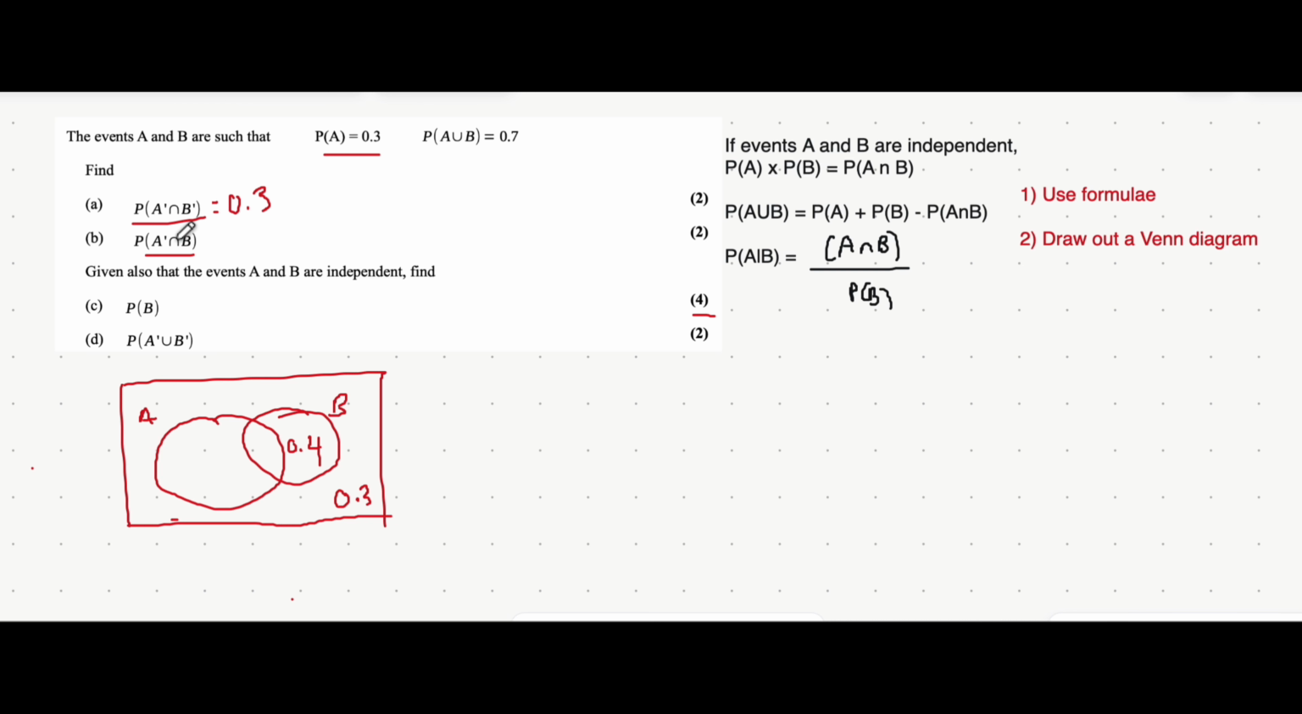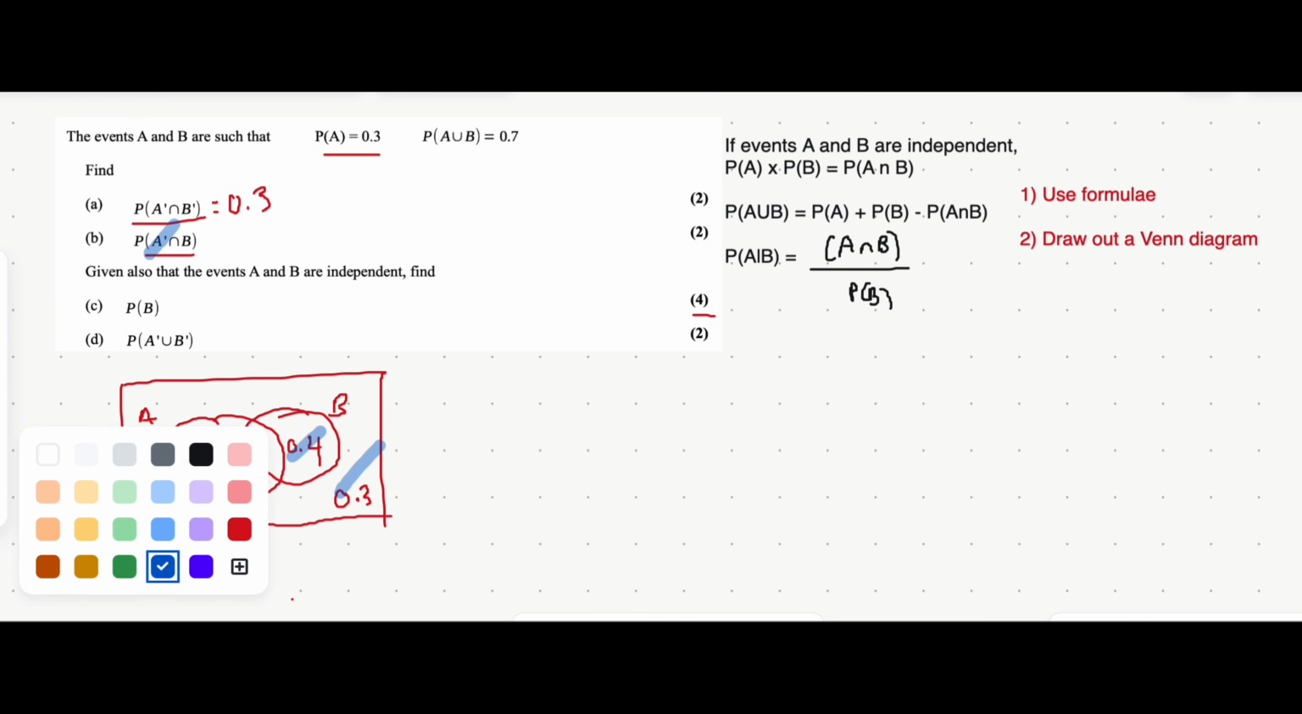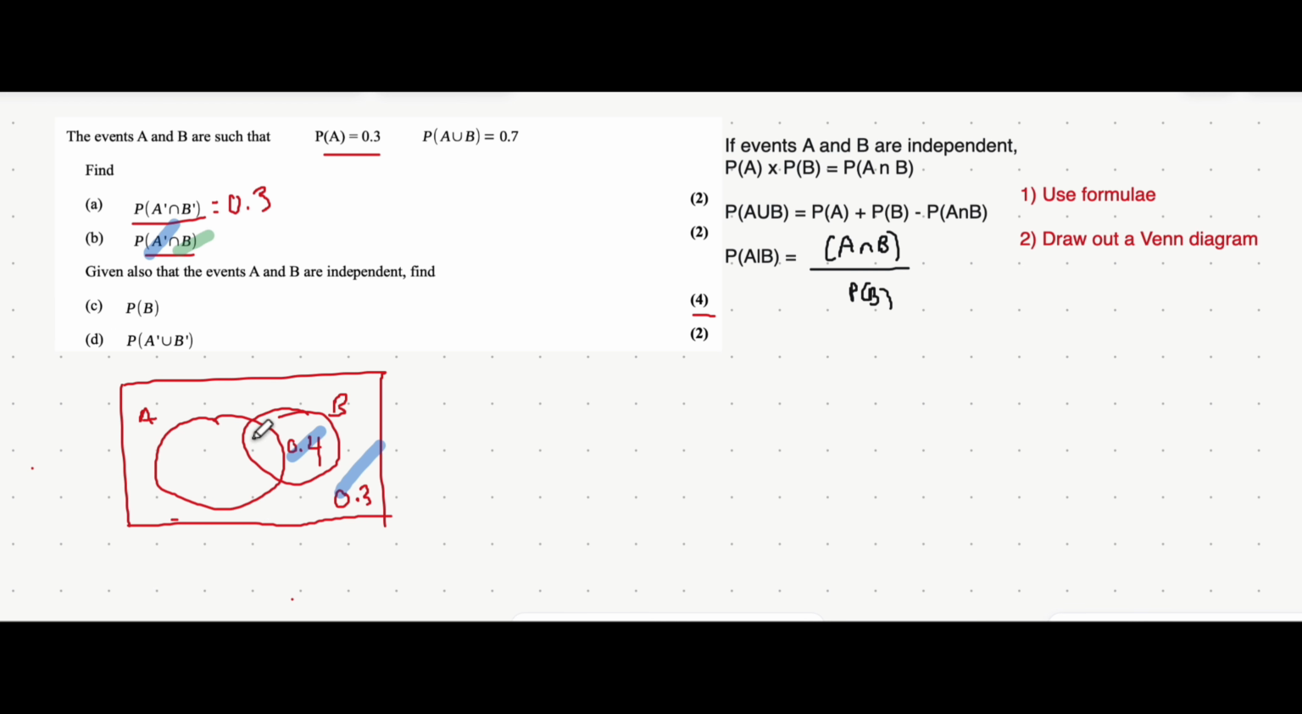Now, not A intersect B. Once again, let's use that highlighter to help us with this. So not A is everything not in the circle of A, that's this and this. In a different color, let's highlight the section that's represented by capital B. That's everything in the circle of B, so that's this and this. Again, where they intersect is where I've shaded in twice, which is the 0.4 section. So we say it's just equal to 0.4.